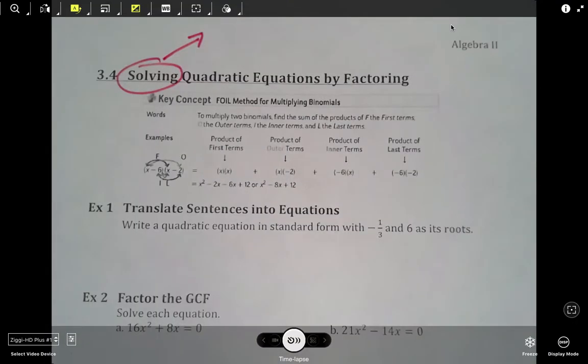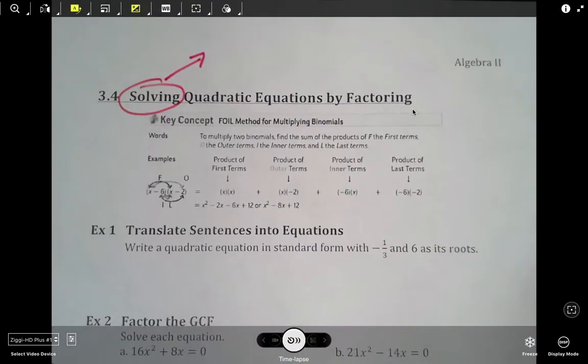This recording is for the people who were gone during section 3-4. We are only doing half of this section today. We're going to finish the rest of it on Monday. So 3-4, solving quadratic equations by factoring.